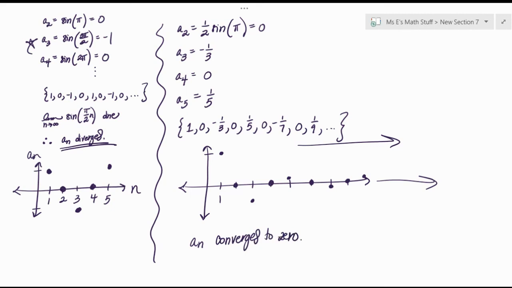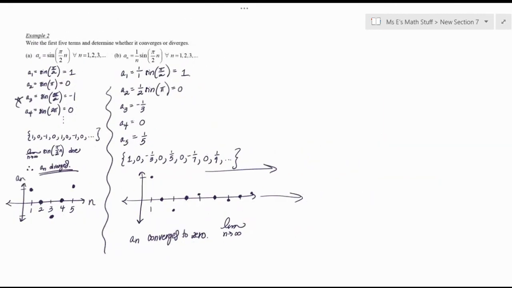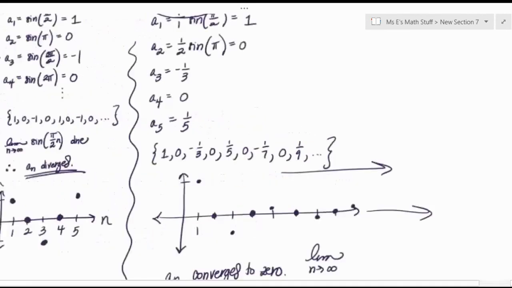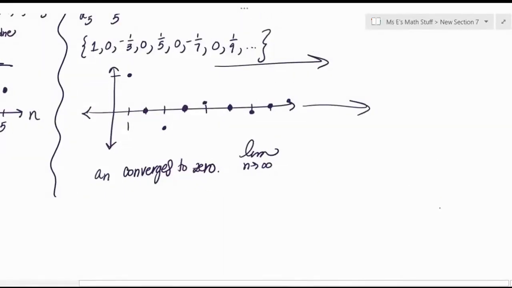And remember, a way to figure that out is to just let n go to infinity on the way that the terms are defined. So 1 over n times sine of pi over 2n. And then to explain that this is 0 without having to do the list or the graph, you could do a little bit of work here. Limit as n goes to infinity of sine of pi over 2 times n, over n.